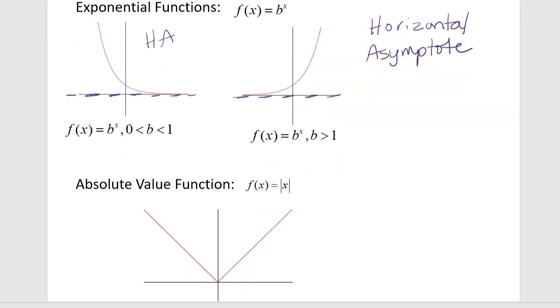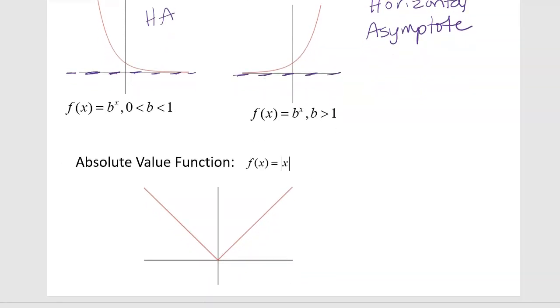Absolute value functions always have this V look to them, so they're always easy to point out. Plus, you'll always see the absolute value bars in the equation.